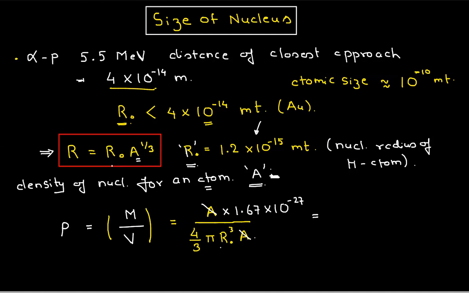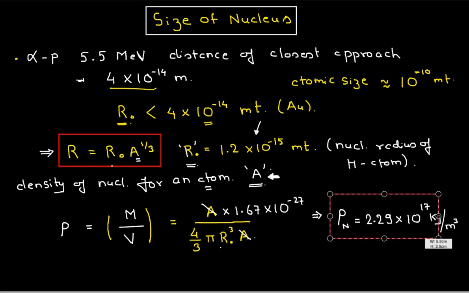Nobody got it. Density of the nucleus matter is 2.29 into 10 raised to power 17. I was close to that, like the approximations were. I got 2.4, but I took a lot. It's okay. Now that you know.